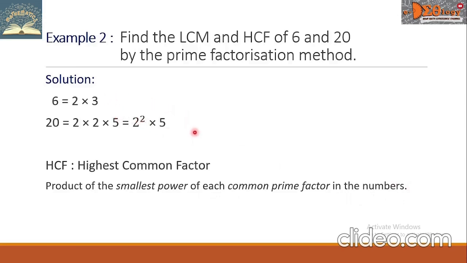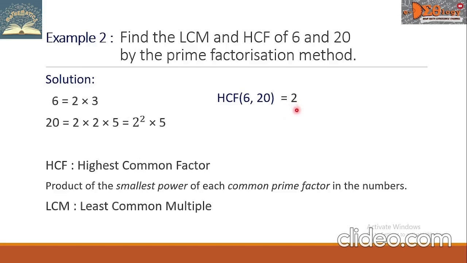Looking at the prime factors of 6 and 20, we can see that the common prime factor is the number 2. But based on the definition, we will take the smallest power. So the HCF of 6 and 20 is 2 with power 1. HCF is 2. Then we go to LCM.